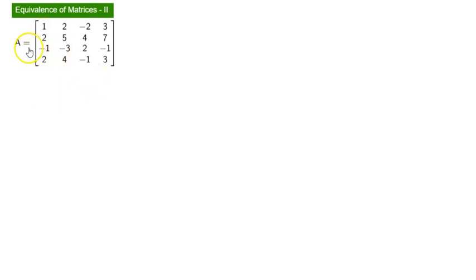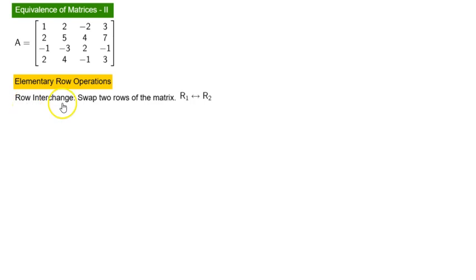So we have a matrix A, which is a 4 by 4 matrix. Now, what are the row operations that we can carry out? Let's look at elementary row operations. Row interchange: we can swap two rows of the matrix. Say, for example, R1 and R2 are exchanged. Scalar multiplication: multiply a row by a non-zero scalar.